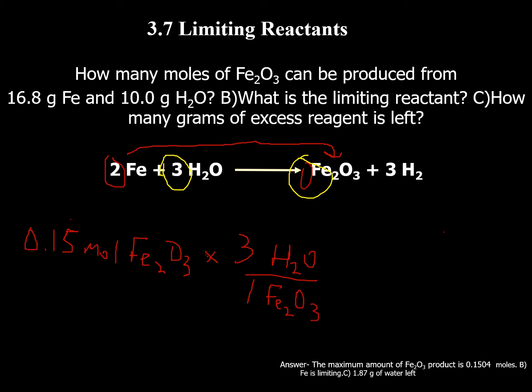And then once we have the moles of H2O, we need to multiply by 18, which is the molar mass of H2O. Remember, molar mass is in grams per mole. And this gives us a value of 8.1 grams of water. So this is how much water is used up to make 0.15 moles of Fe2O3. We want to figure out how much is left over. So when we do 10, which is how much we started with in the original question, minus 8.1, we get roughly 1.9 grams of water left over.